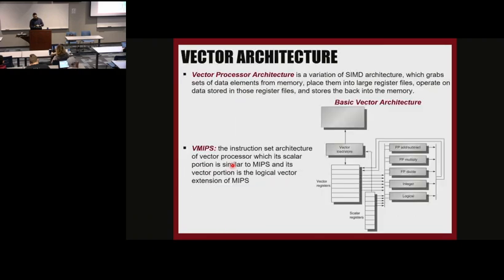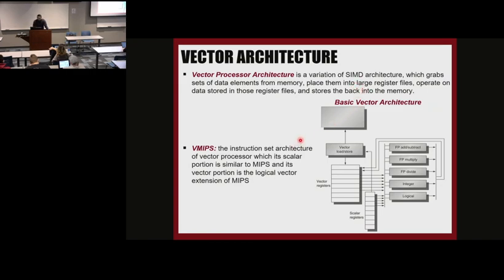Okay. So now let's start with the first advanced architecture, which is the vector architecture. The vector processor architecture is a single instruction, multiple data architecture. It belongs to the second category that we talked about. Every time we want to run an instruction, it goes to the memory and brings a chunk of data to what we call vector registers. Then we put them in the register files, and we operate the same kind of instruction on the whole chunk of data that we bring. Okay? And when the computation is done, we store it back to the memory.